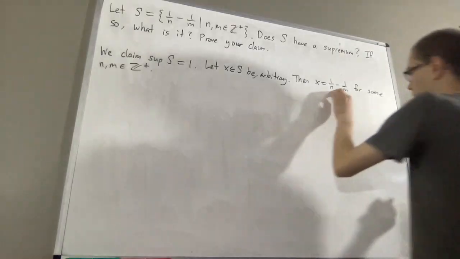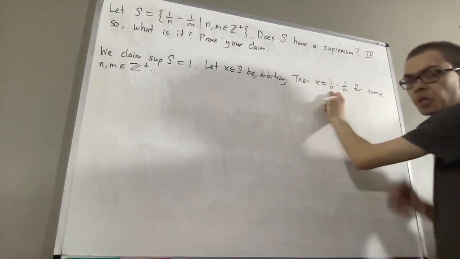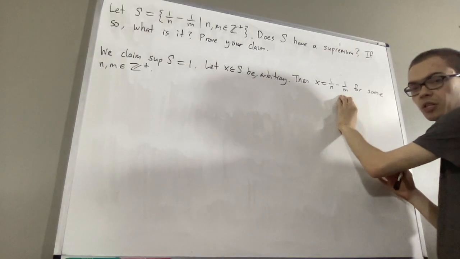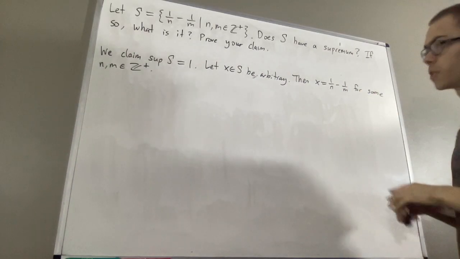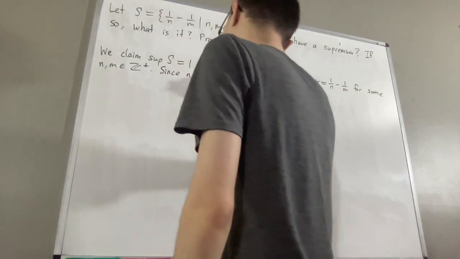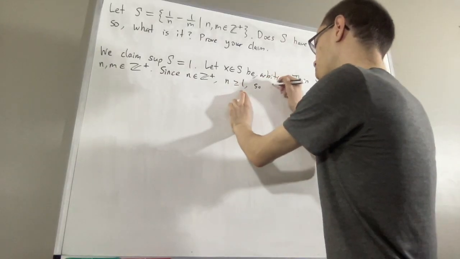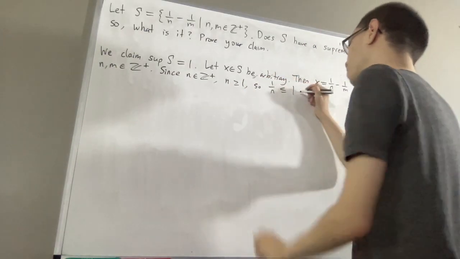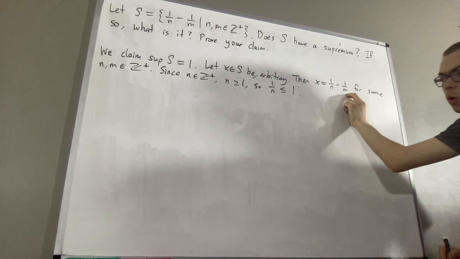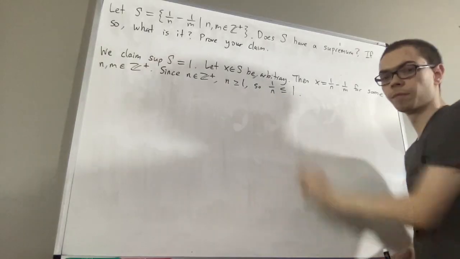Now, we're trying to show that this quantity is less than or equal to 1. And the idea is 1 over n should be less than or equal to 1, but then we're taking that and subtracting a positive value, which makes it even smaller. So it's going to be less than 1. So the idea is, since n is a positive integer, we know n is greater than or equal to 1. So then taking the reciprocal of both of these, we get 1 over n is less than or equal to 1. Right, but then the idea is we subtract 1 over m, which is positive. So when we subtract a positive number, that makes this even smaller, making it less than 1.